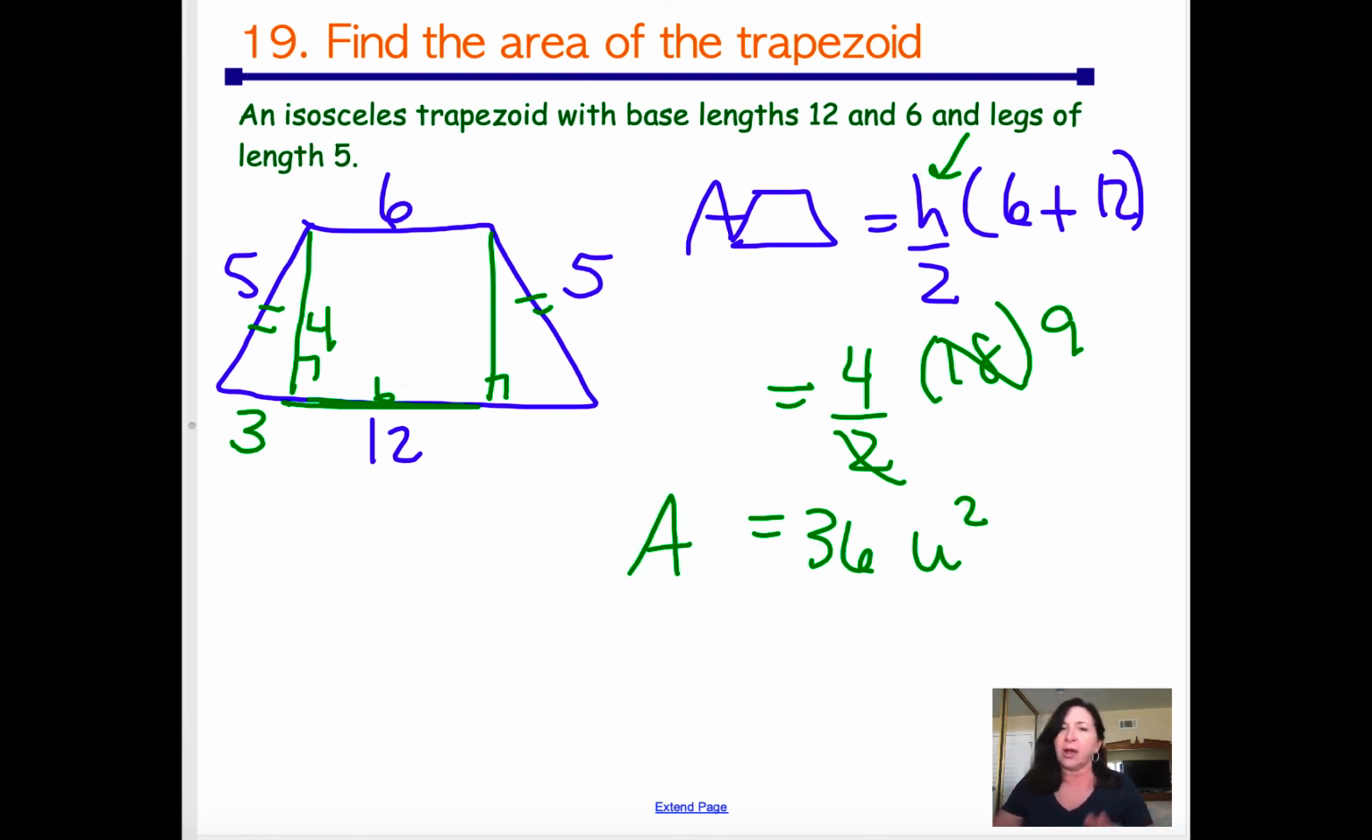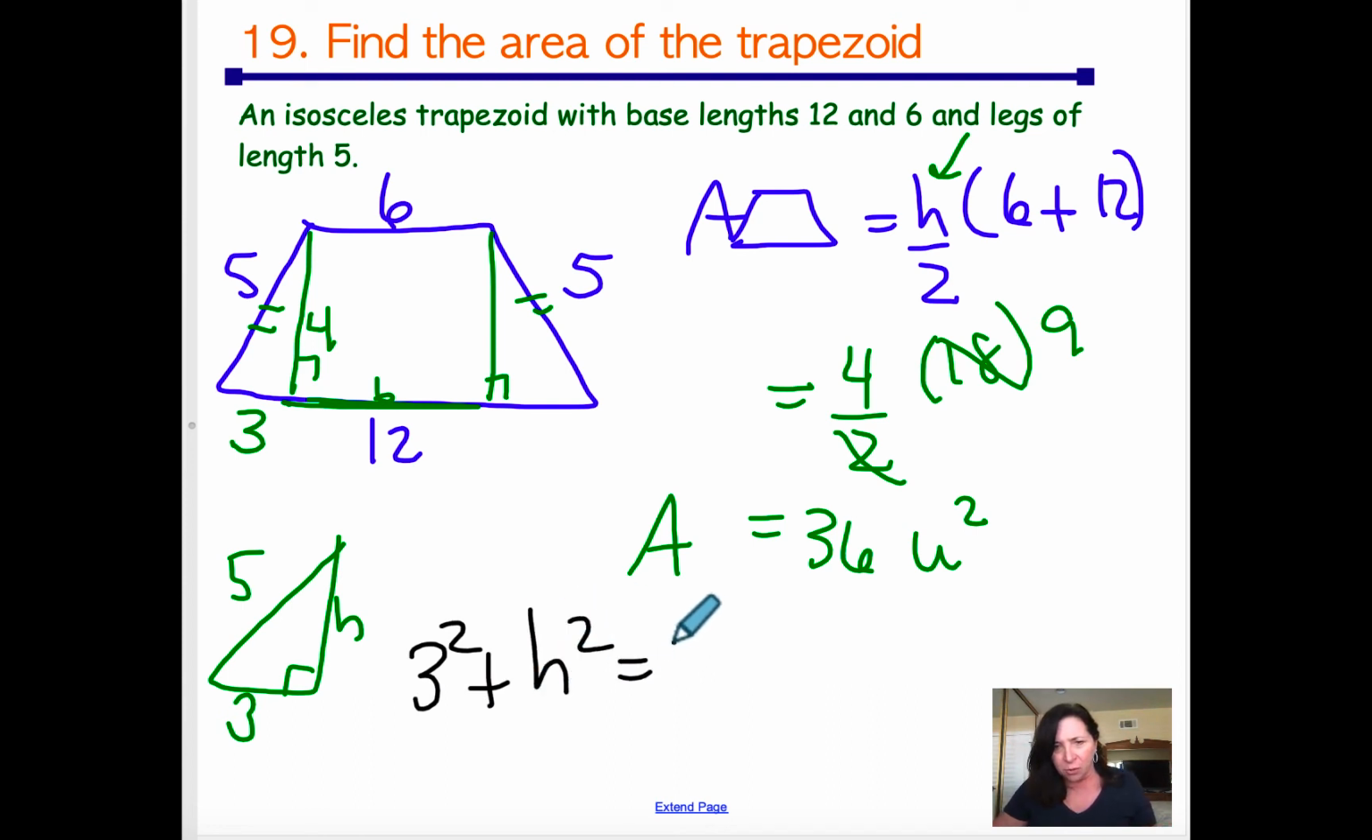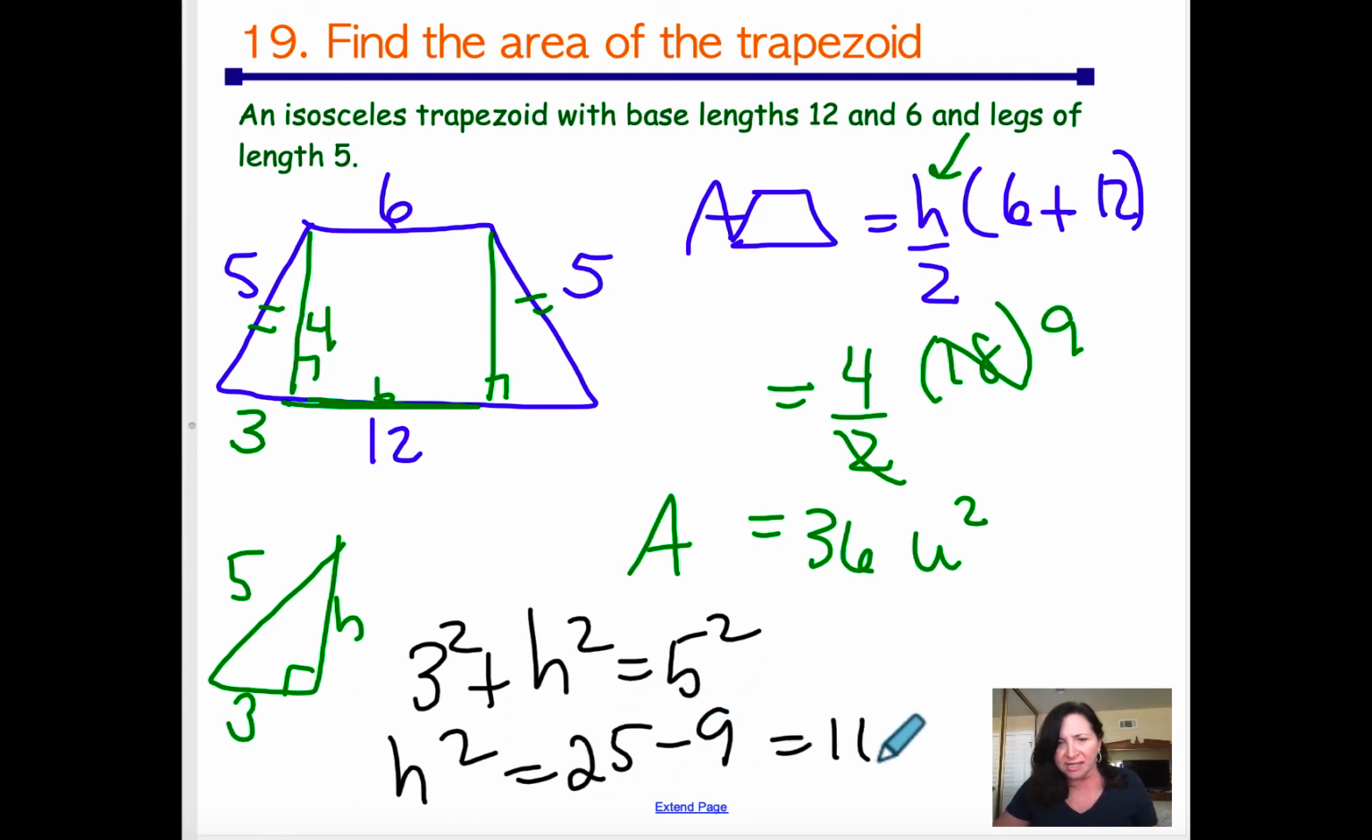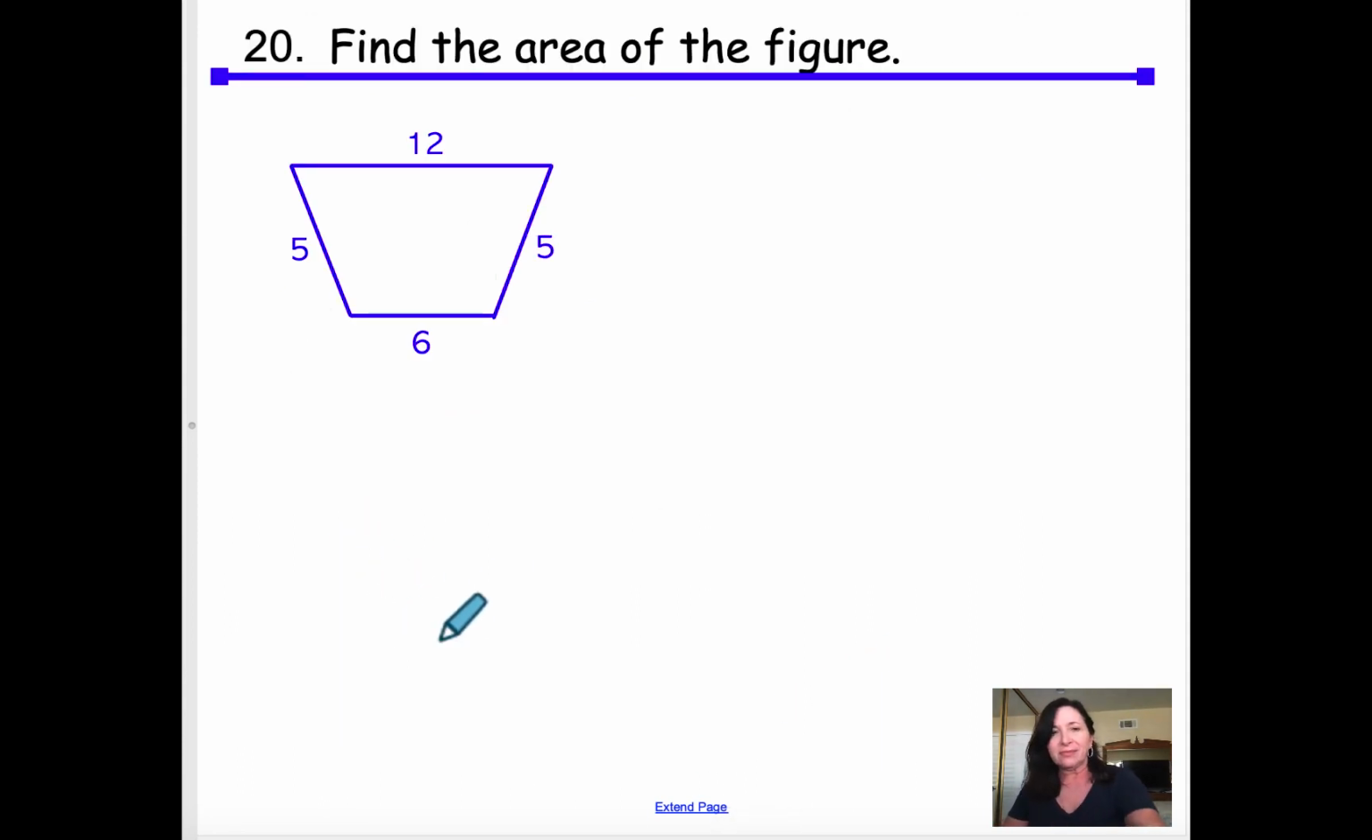That's the area. Just a note, if I lost you on that part where I said this is 3, this is 5, and I already knew my height, all I did was use the Pythagorean theorem where I said 3 squared plus height squared equals 5 squared. And so the height squared equals what? 25 minus 9, which is 16. Square root both sides. The square root of 16 is 4. So that's the same problem.